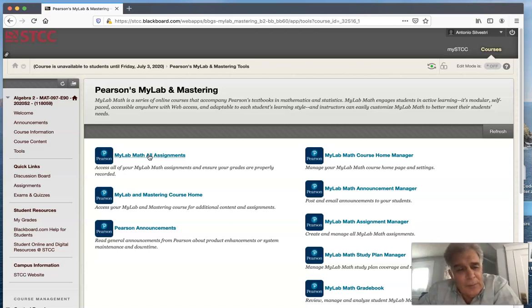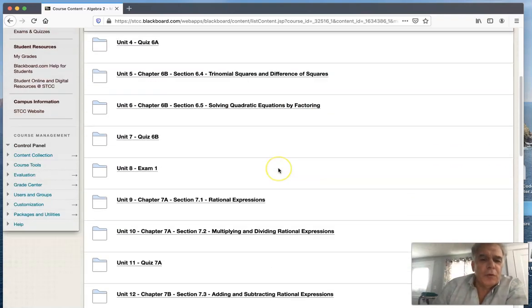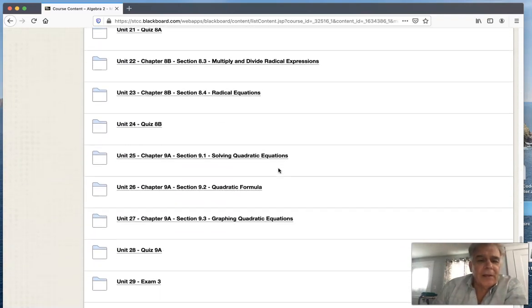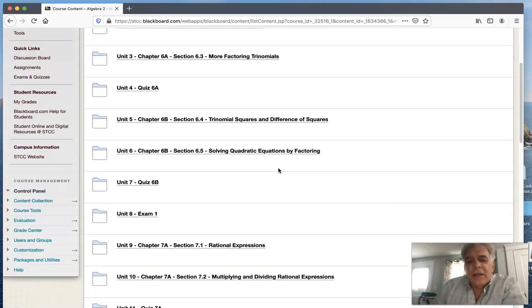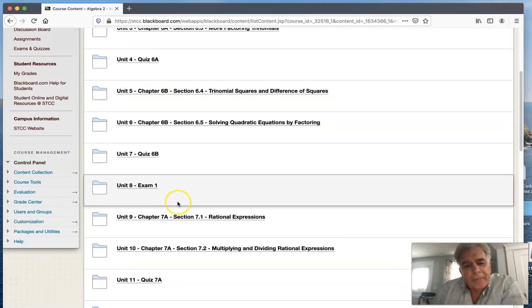You need to link up your Blackboard to MyMathLab Pearson, and once that's done, what you do next is go to Course Content here. Course content basically describes the course that you're witnessing. Now there are 30 units. I divided everything into 30 basic units. A unit is basically a homework assignment or a quiz or an exam.